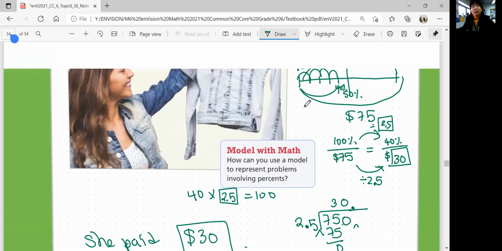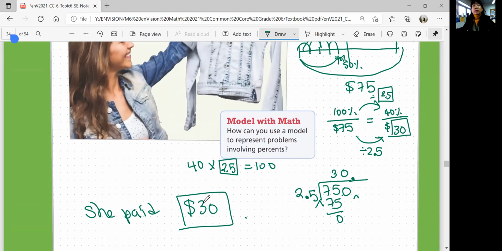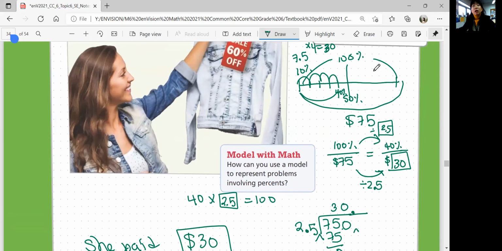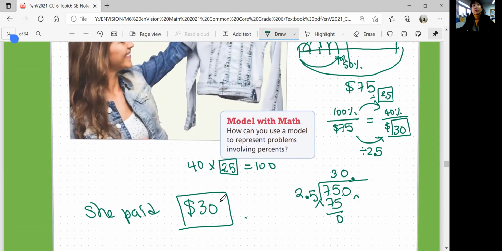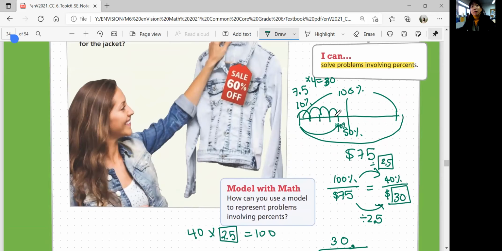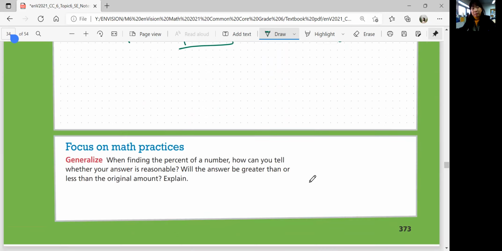Yeah, less money. And 60% off is even less than half price, right? So you should be able to figure out, oh, 30 is a reasonable answer because it's less than the original price, 75. And so I didn't do something wrong. And also it looks like it's less than half, because 75 divided by 2 is 37.5 and 30 is less than that. So that makes sense.